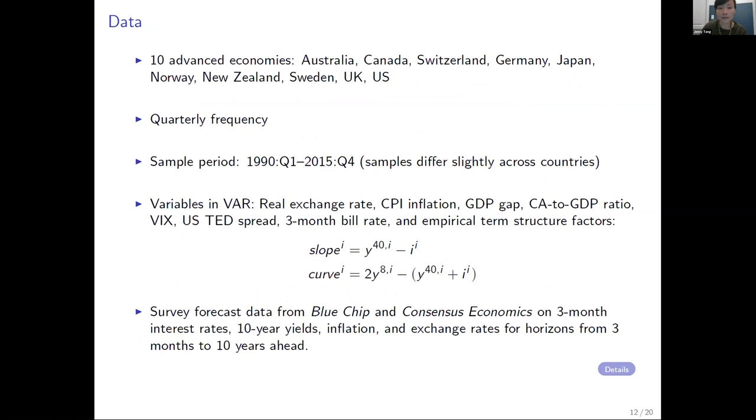We use data on the same 10 advanced economies over 1990 to 2015, where the variables in the VAR are the real exchange rate, some macro variables such as inflation, the GDP gap, and the current account to GDP ratio. We also add a number of important financial variables, including the VIX, the US TED spread, and empirical term structure factors for all the countries. We use survey data from Blue Chip and Consensus Economics on nominal interest rates, both short-term and long-term, inflation, and exchange rates.